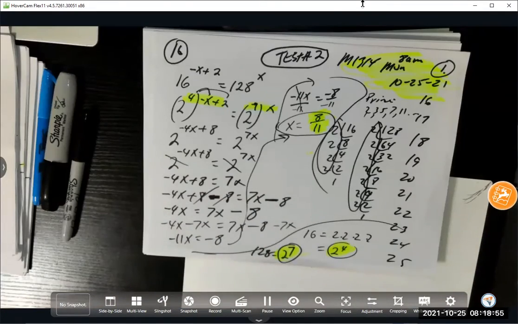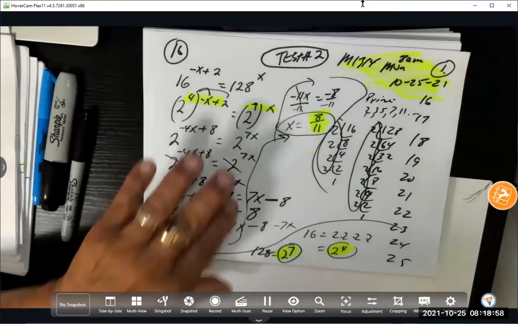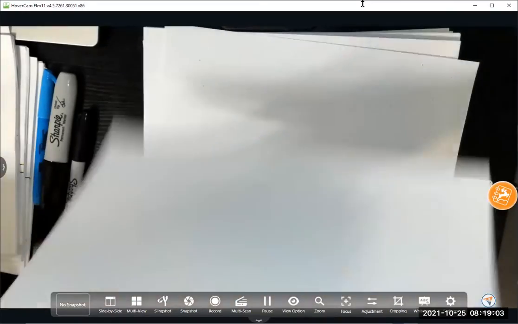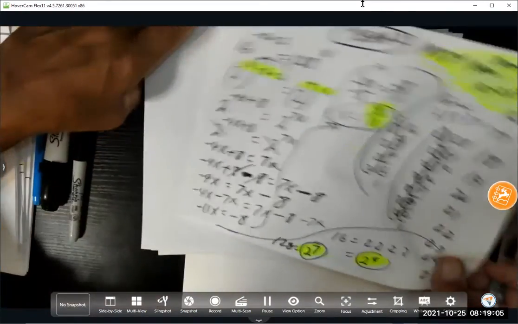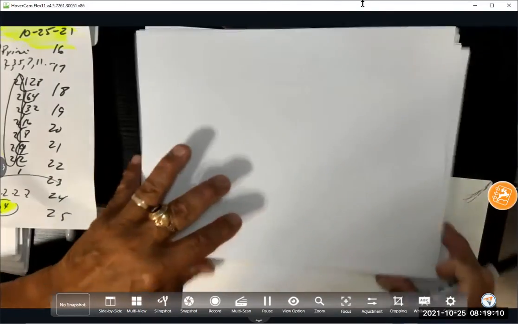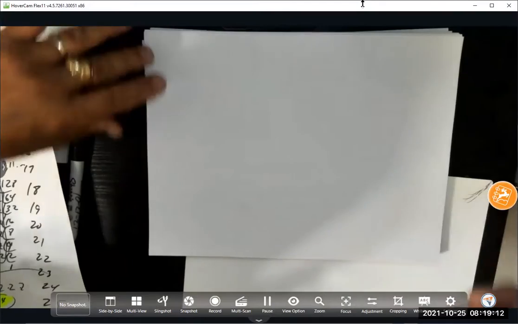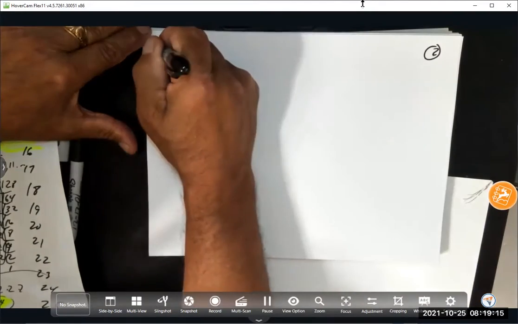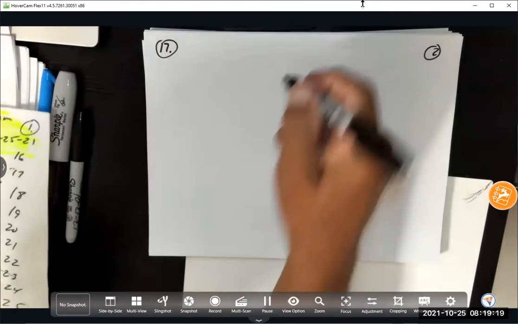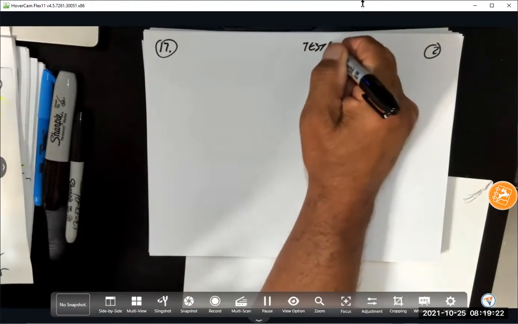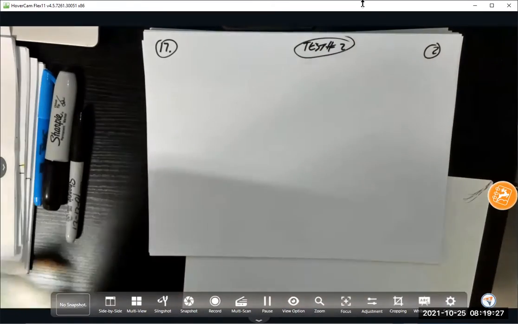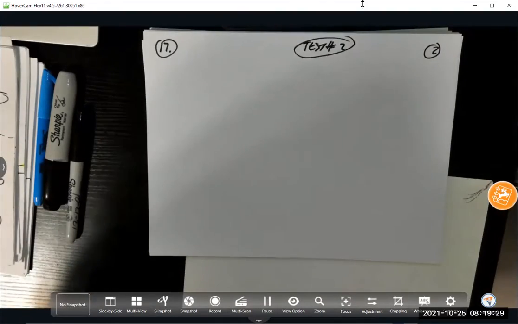So now I'm gonna do probably page 2, and we're gonna do number, let me see my list. This is number 17. So page 2, I'm gonna do problem number 17. Again, this is from test number 2. Let me find number 17 on my paper.